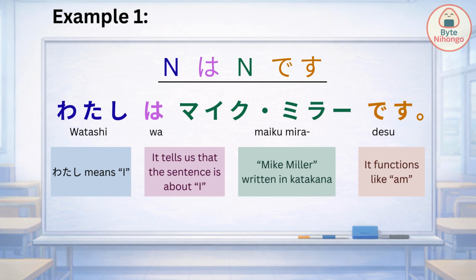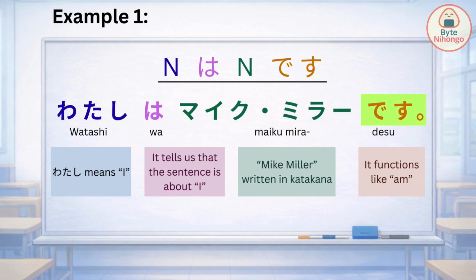Now, let us look at the standard example from a lesson. 私はマイク・ミラーです。 Let's break this sentence down carefully. 私 means I. It is the most neutral and commonly used way to say I in polite Japanese. Ha is the topic particle, pronounced wa. It tells us that the sentence is about I. マイク・ミラー is the name Mike Miller written in katakana, which is used for foreign names.